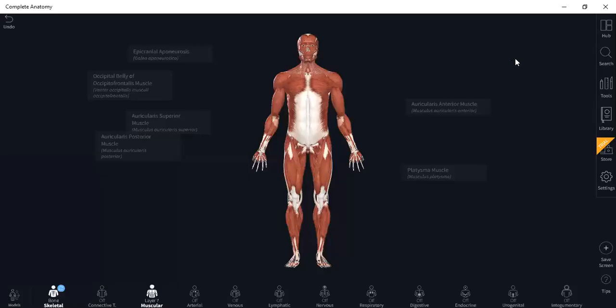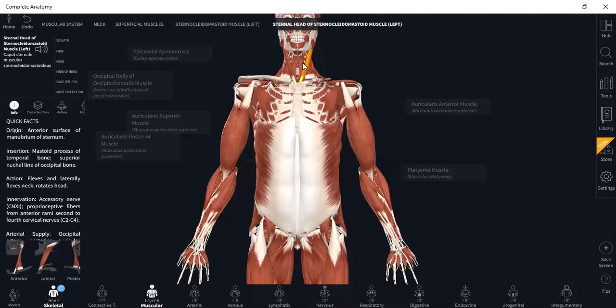Okay, so for today's lab, we are going to go over antagonist muscle pairs. These are pairs of muscles that have opposite actions. The first set of muscle pairs are going to perform neck flexion and neck extension.